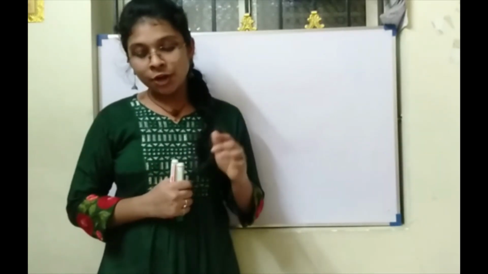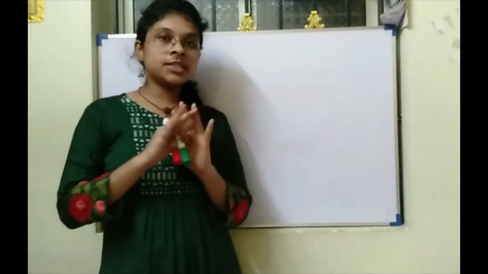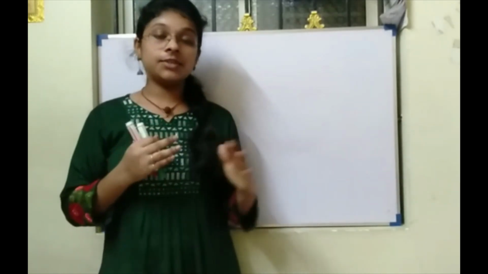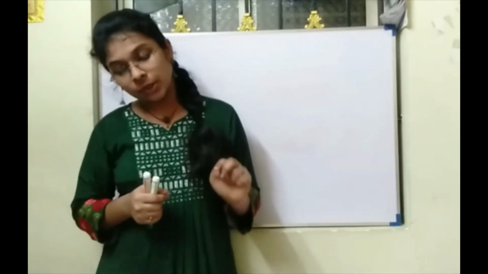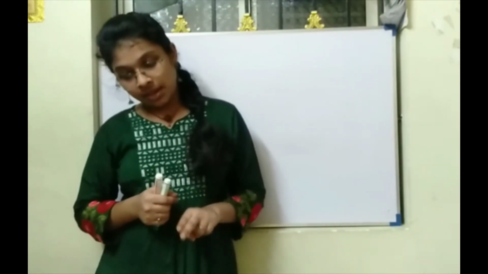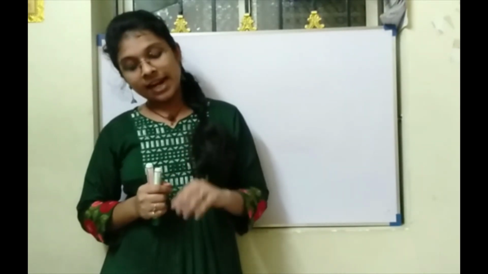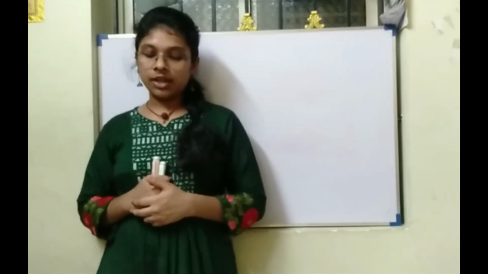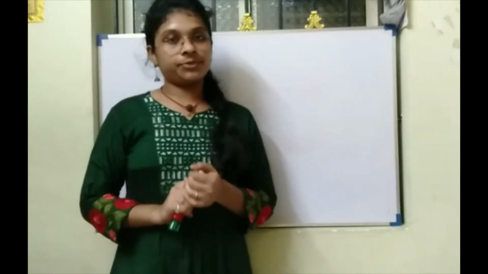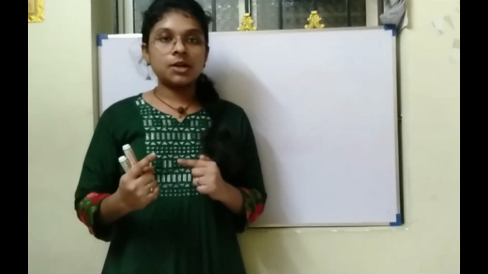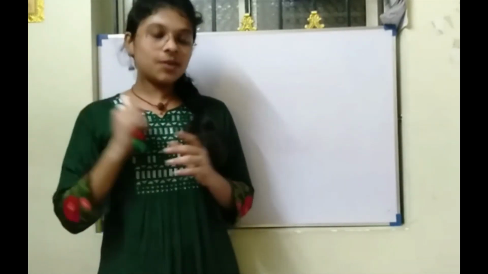The question is, which of the following are AP? They have given some sequences and we have to find if each is an AP or not. The second part of the question is, if they form an AP, find the common difference D and write 3 more terms. If it is an AP, you have to find the common difference and the next 3 terms of that particular AP. So now let's move on to the sum.